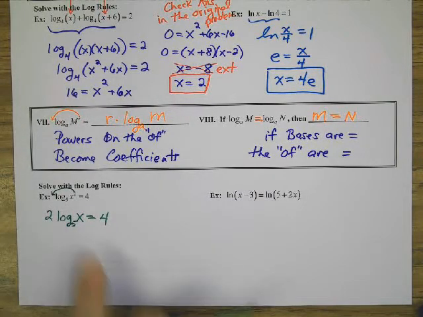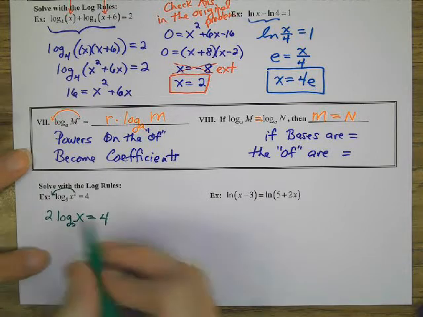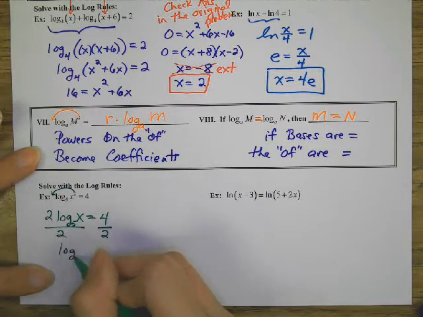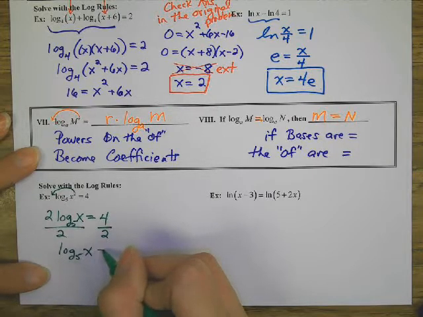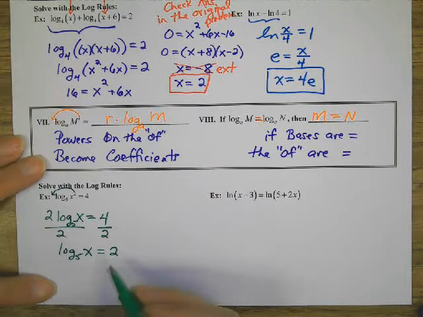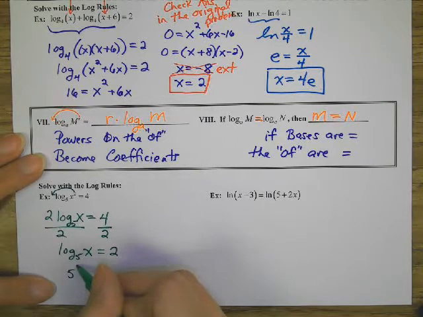Now I think it might be time for a log circle. 5 to the power of 2 equals x. X is 25. Is that going to be okay? 25 squared? Yep, that's going to be an okay answer. Always check your answers with logs.